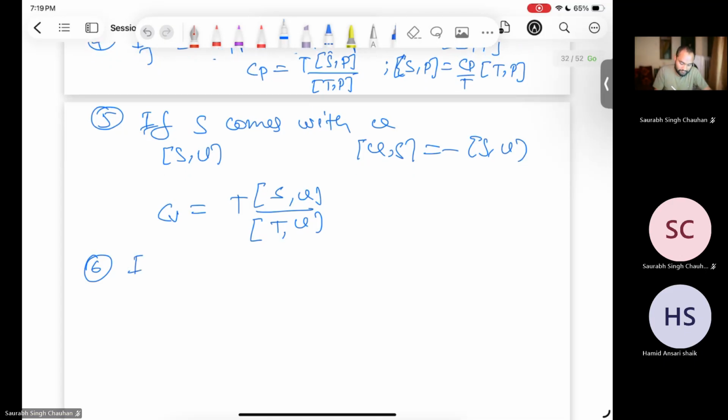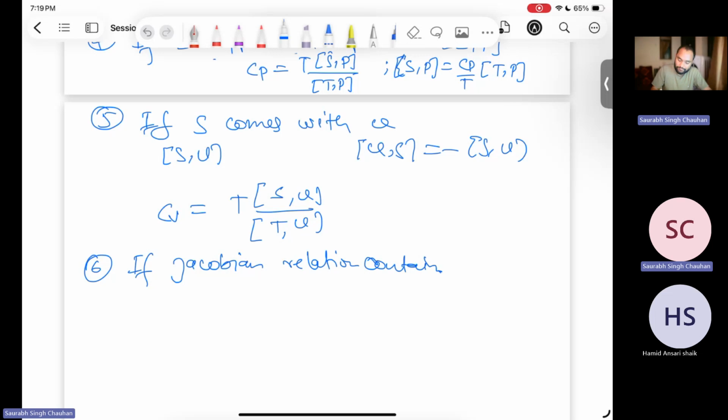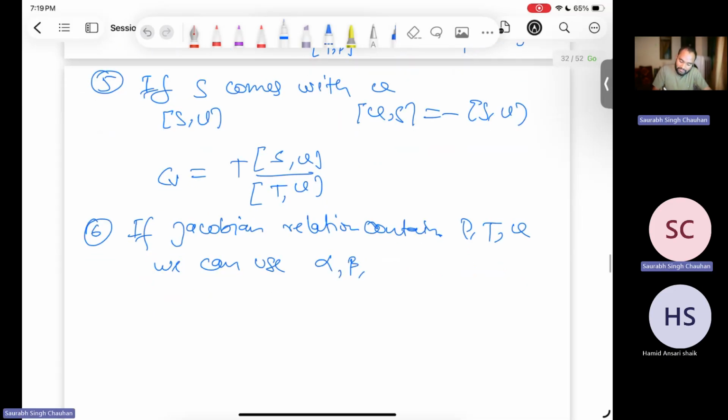If the Jacobian relation contains P, T, V, we can use the other coefficients alpha, beta, and alpha by beta.